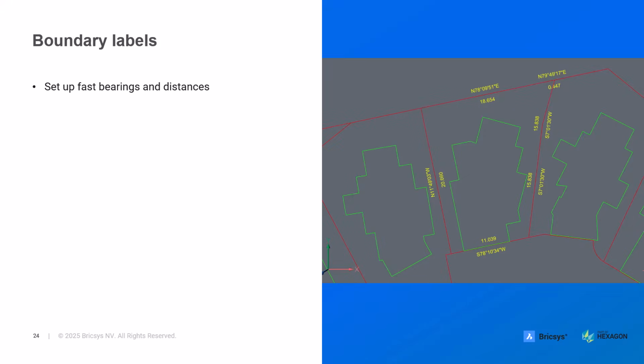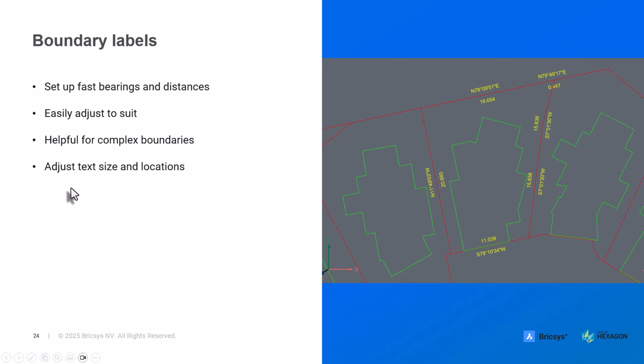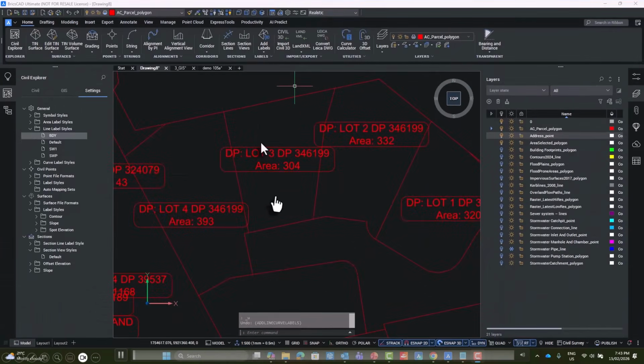Same for boundary layers. We can set up the bearings and distances. We can adjust these to suit. It can be helpful for more complex boundaries. So for a simple four-sided boundary or something with a crank or something really complex, this can be very powerful. You can adjust the text size and the locations of how you want that text to work offset from that boundary. It's very easy to edit on the fly as well.